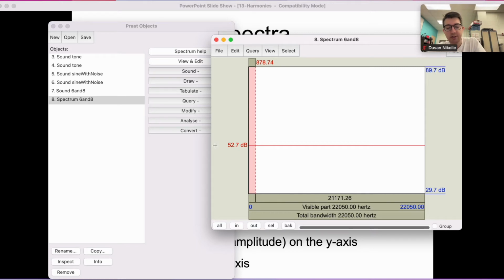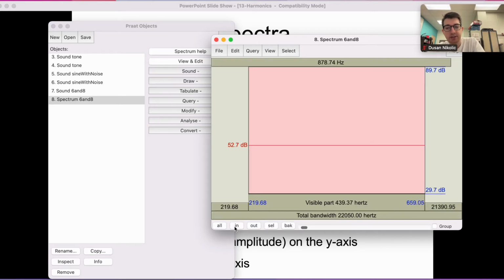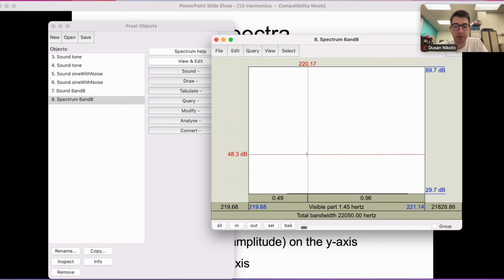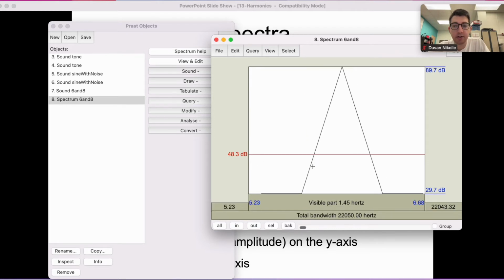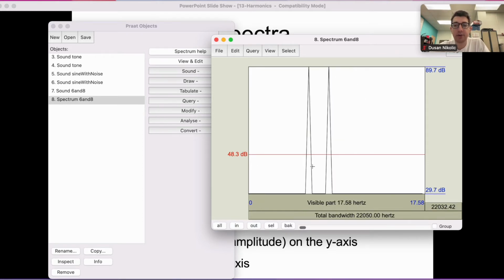Yeah, let me zoom in a little bit. Okay, it's not cooperating with me. Let me see, maybe I went too far. Okay, yeah, I went too far, sorry about that.